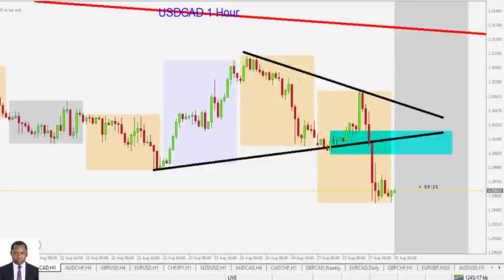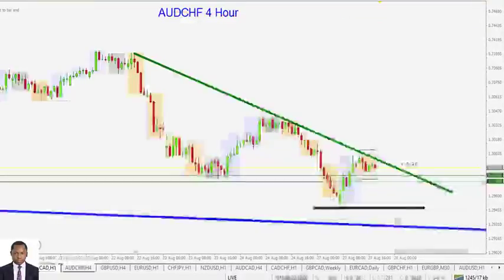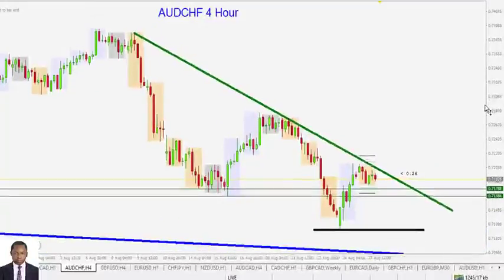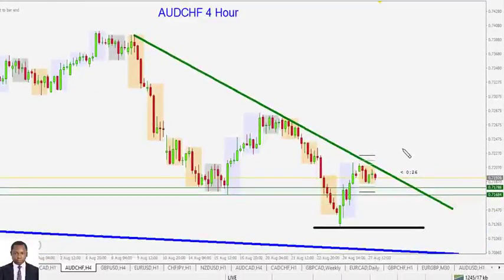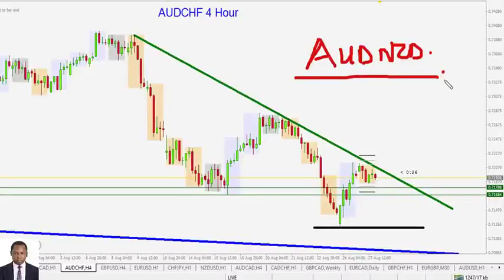For the American dollar against the Canadian dollar, we are waiting for that pullback to happen. Once that pullback happens, then we should be looking for short entries. The next one is the Australian dollar against the Swiss franc. This pair is bearish. Directional bias is actually to the downside, but we are already involved in the Australian dollar against the New Zealand dollar. So we will not want to get involved in the Australian dollar against the Swiss franc.